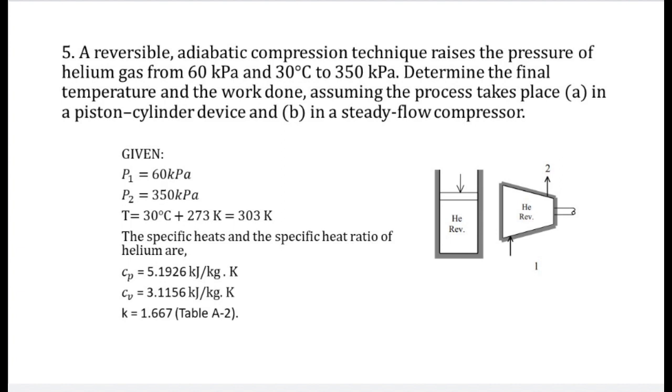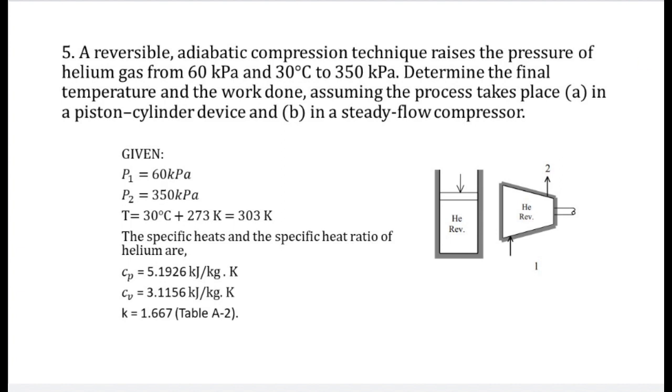A reversible adiabatic compression technique raises the pressure of helium gas from 60 kilopascal and 30 degrees Celsius to 350 kilopascal. Determine the final temperature and the work done, assuming the process takes place in a piston cylinder device and in a steady flow compressor.